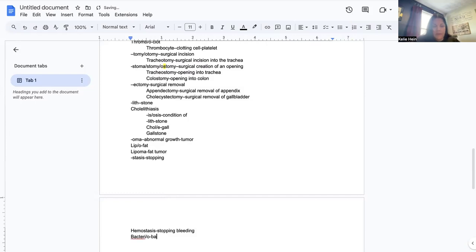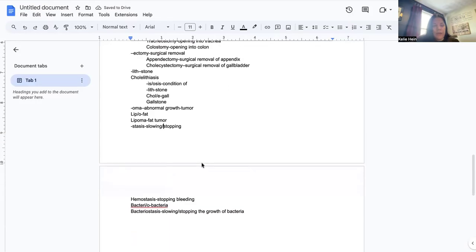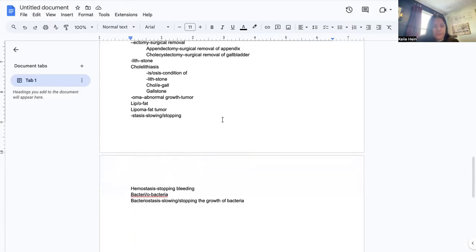Bacterio, obviously bacteria, okay? Bacteriostasis, slowing or stopping the growth of bacteria, okay? Because we're slowing something down or we're stopping it, okay? So hemostasis is a good thing, okay? When we're trying to get a wound to stop bleeding, when we're trying to get someone to clot, we want that hemostasis. That's the whole point of blood clotting in the body is to stop that bleeding, right?